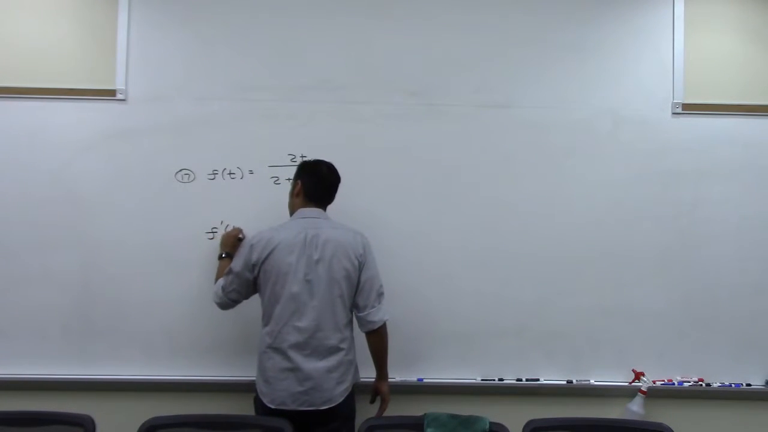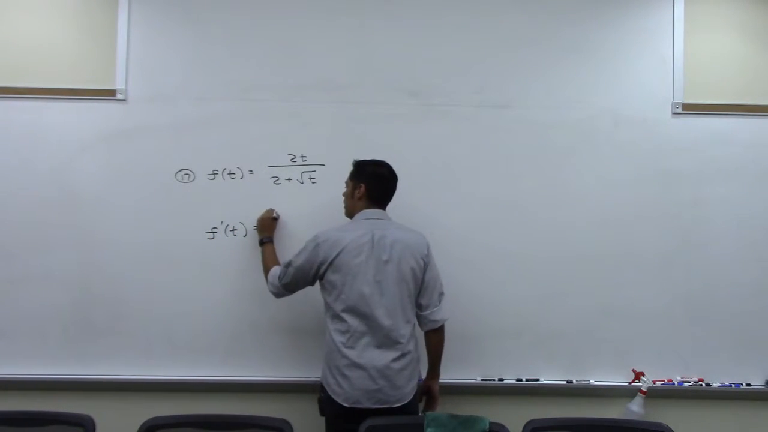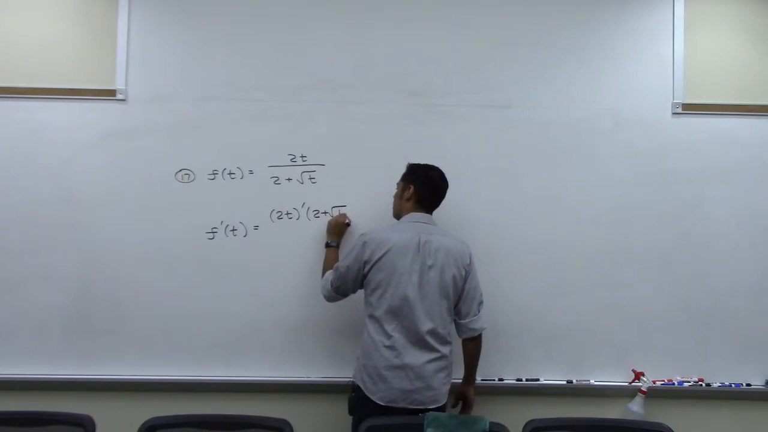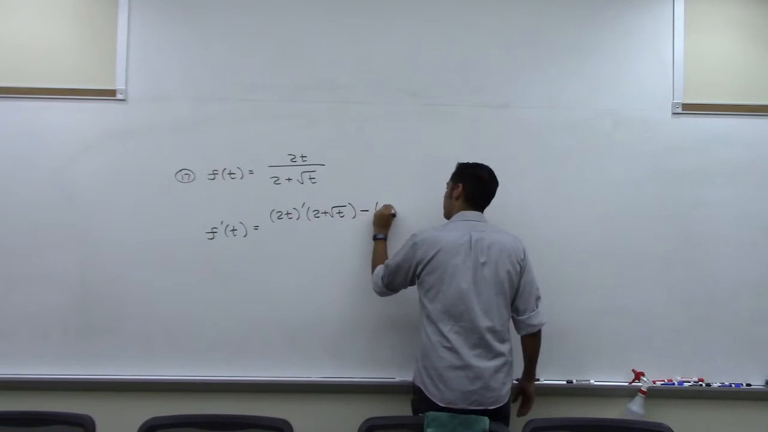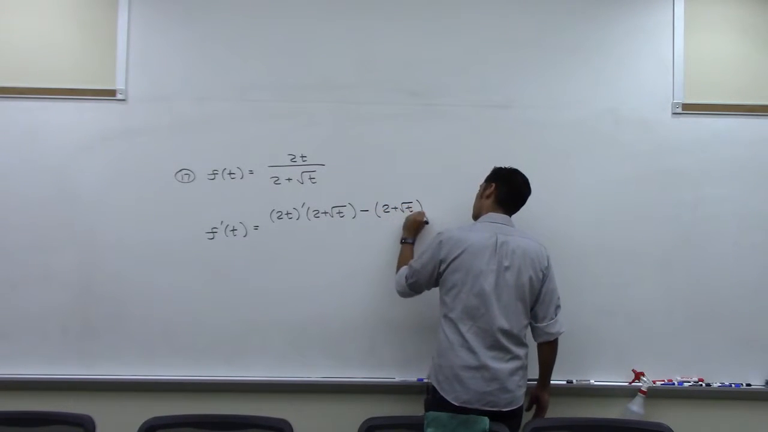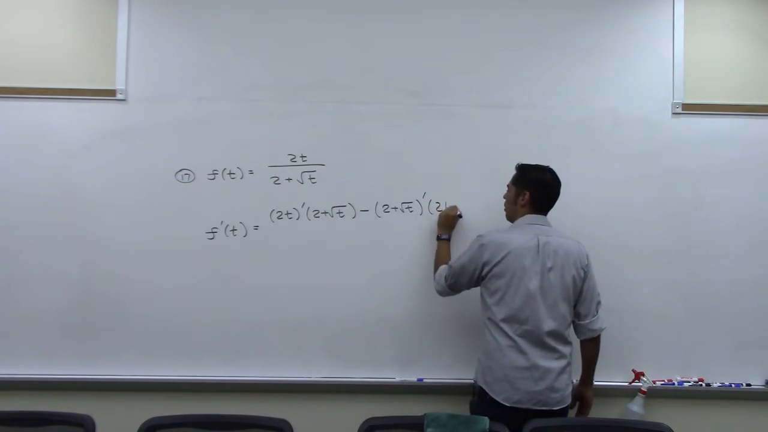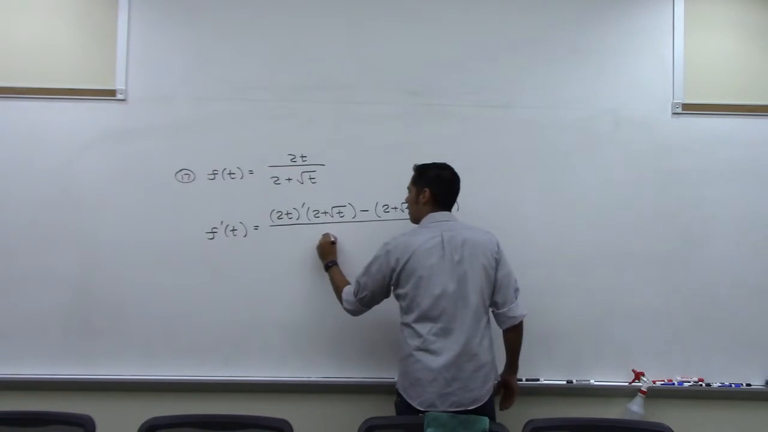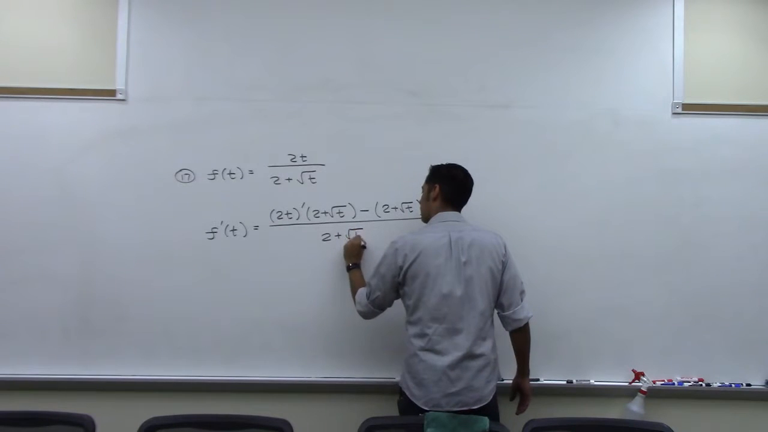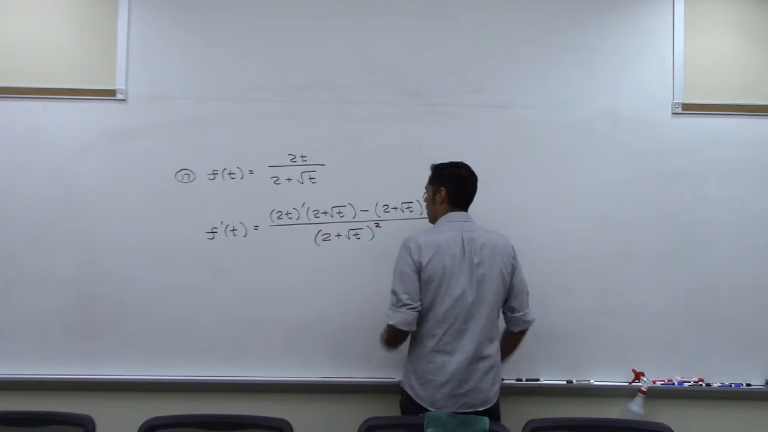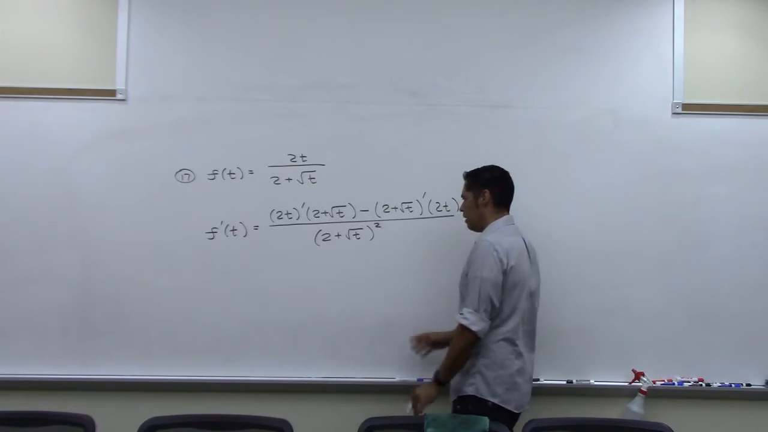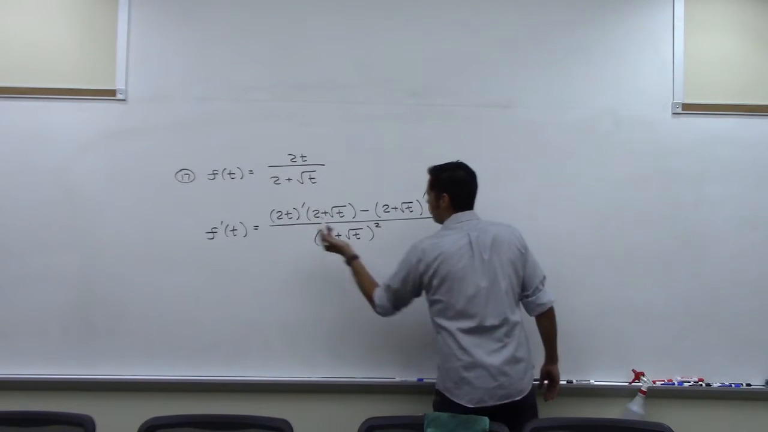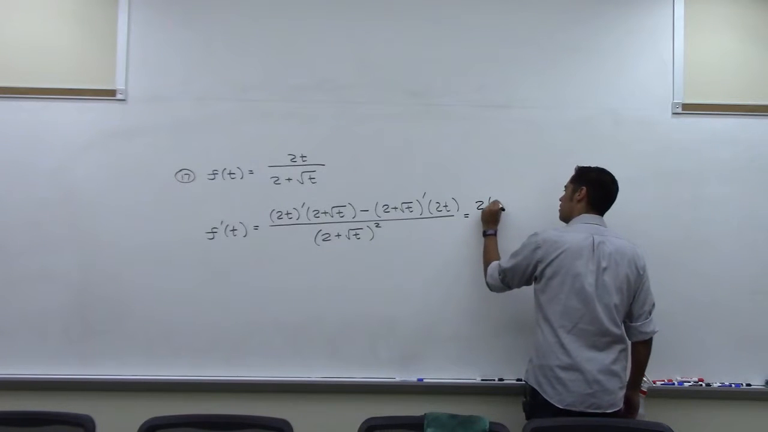So here's what I'll do. I'll take the derivative. It will be the derivative of the top times the bottom, two terms, so it's in parentheses, minus the derivative of the bottom times the top. I don't need the parentheses, but I'll put it there. All over the bottom squared. And no, you do not just square each one. You have to FOIL it, but I'm not going to. All right, derivative of 2t is just 2. So 2, and then I still have 2 plus root t.